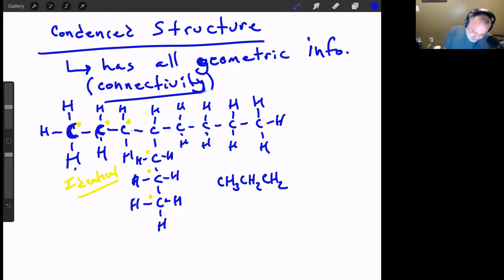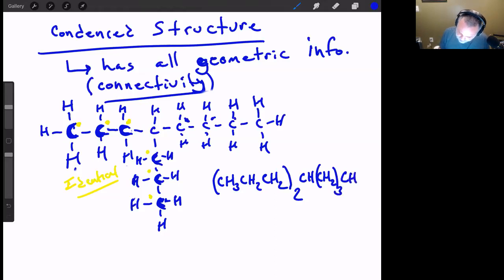CH3, CH2, CH2. And I got another one of those right here. So it turns out that I have 2 of those things, and they're both connected to a CH. Then the CH is connected to some CH2s. How many is it connected to? 1, 2, 3. And then finally, that's connected to a CH3.